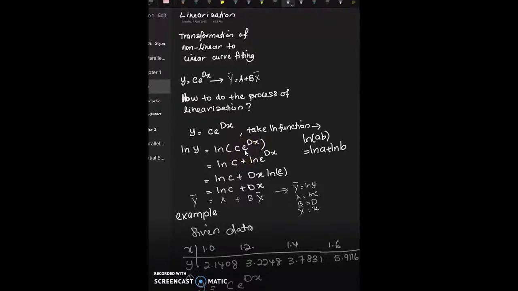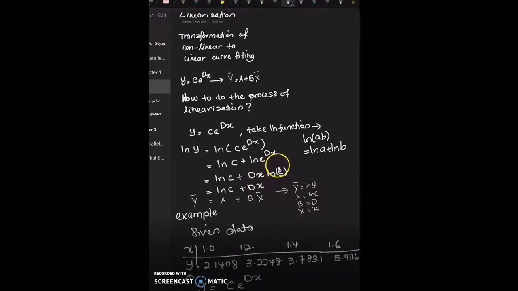So this is what we do: we take ln on both sides to make sure that the equation is linear. What is y bar? Y bar is ln y. What is a? A is ln c. What is d? D is b. So this is how we transform from the exponential function to the linear form.